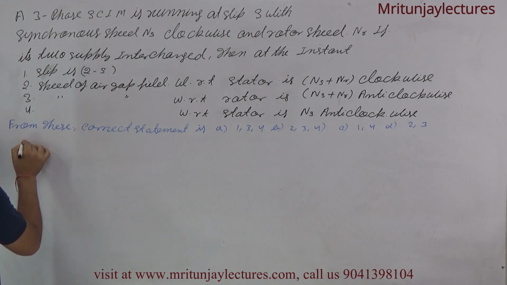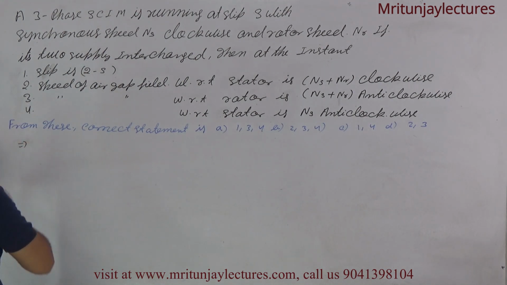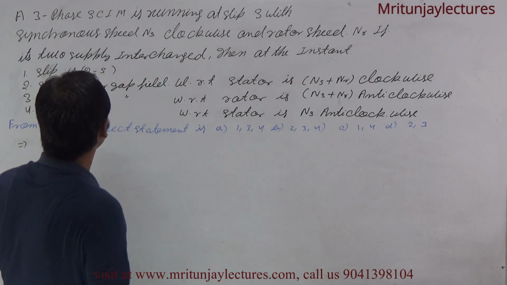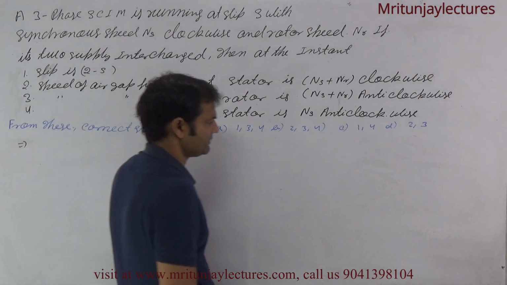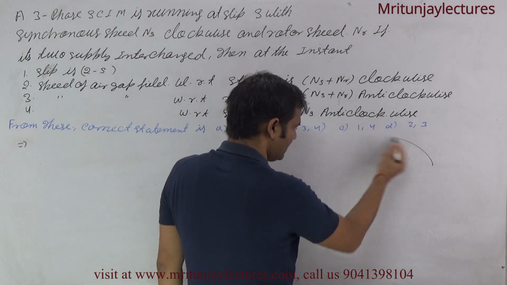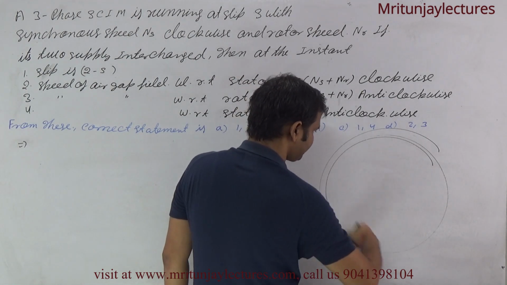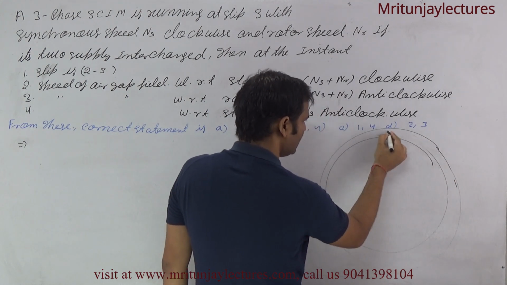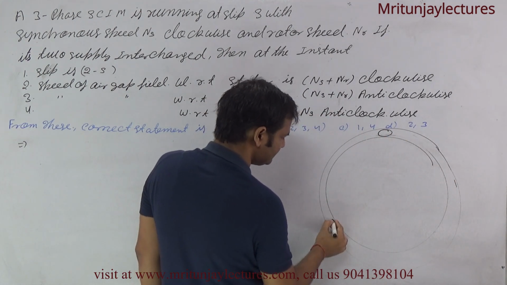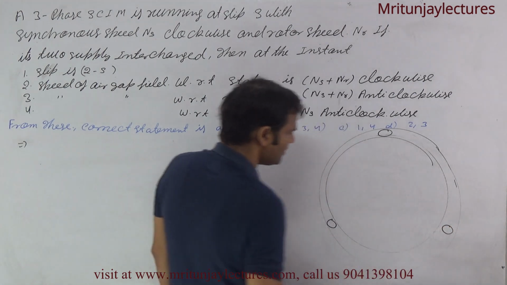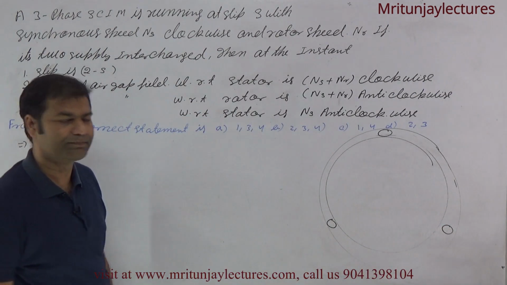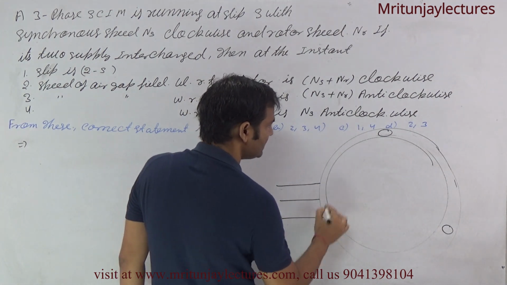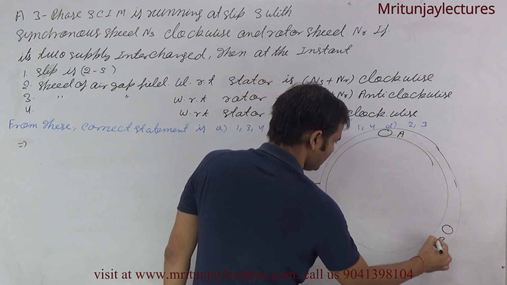Now, corresponding to the question: a three-phase slip ring induction motor is running at a slip s with synchronous speed ns in the clockwise direction. First of all, that is the stator. Make the stator with a three-phase balanced winding like this one, with supply corresponding to this one, that is A, B, C.